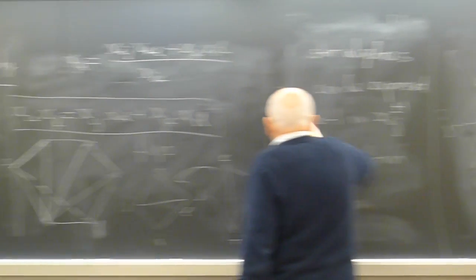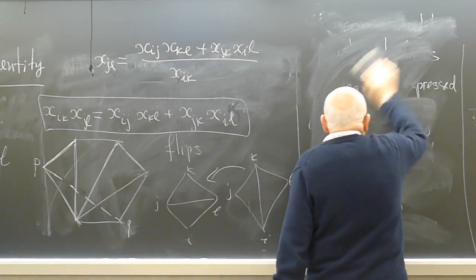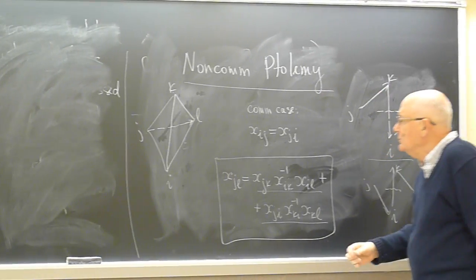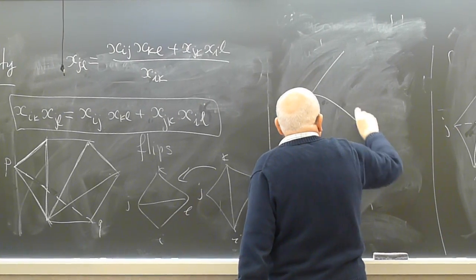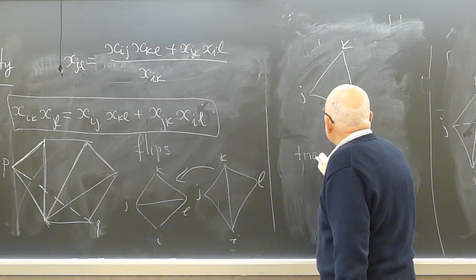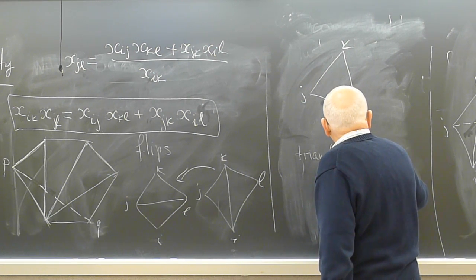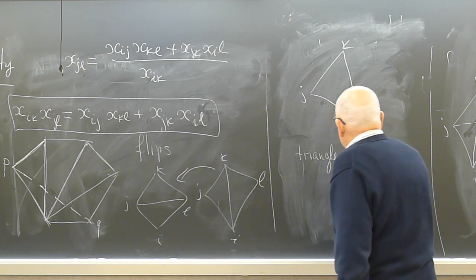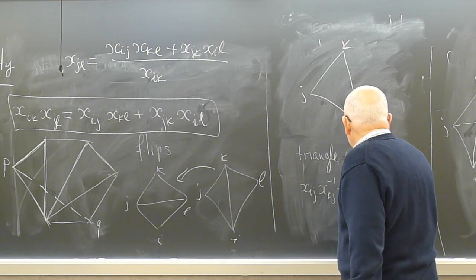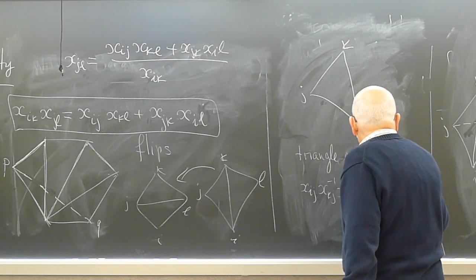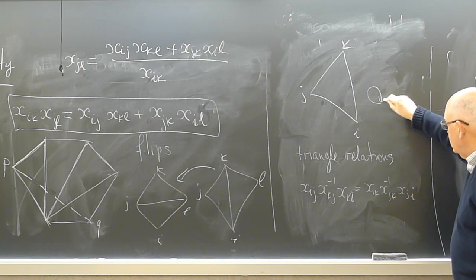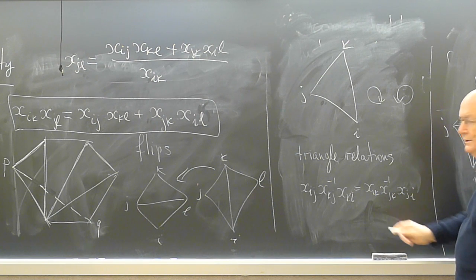but this is not enough actually to get this Laurent phenomenon, and I need one more relation that you cannot see in the commutative case. Suppose I have this triangle, so that's the triangle relation. And so I can write x_jk x_ki equals x_ji x_kj. It basically means that I go in this direction and I go in the opposite one and I have the same result.